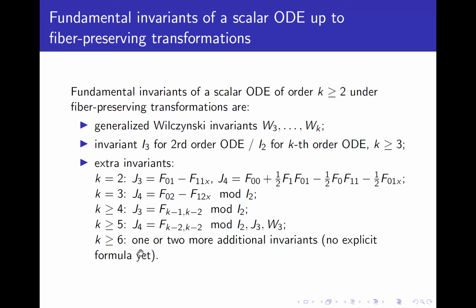And we still have an open question about additional invariants. In this case, for k equal to 6, there is only one additional invariant, but starting from order 7, there are 2 additional invariants. And again, their degrees grow with k. And it's not clear what the explicit expressions are.